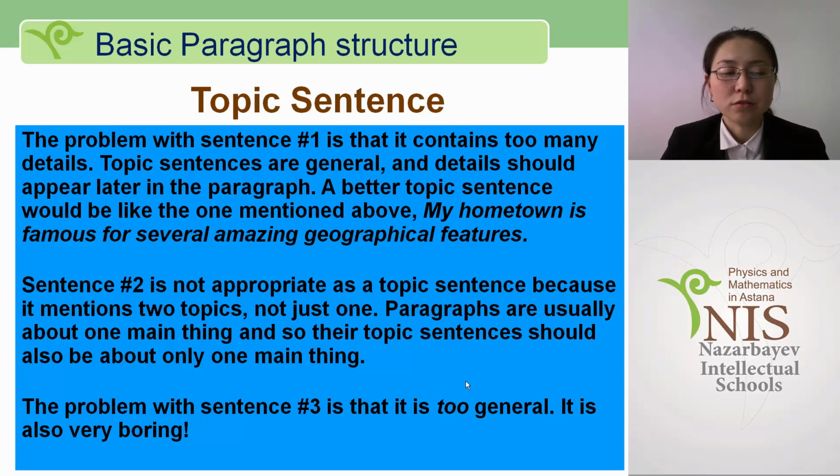What about sentence 2? Sentence 2 is not appropriate as a topic sentence because it mentions two topics, not just one. So please remember, when you're writing a topic sentence, you should think about only one topic, but not two. Paragraphs are usually about one main scene, and so the topic sentences should also be about only one main scene. The problem with sentence 3 is that it is too general and too boring.